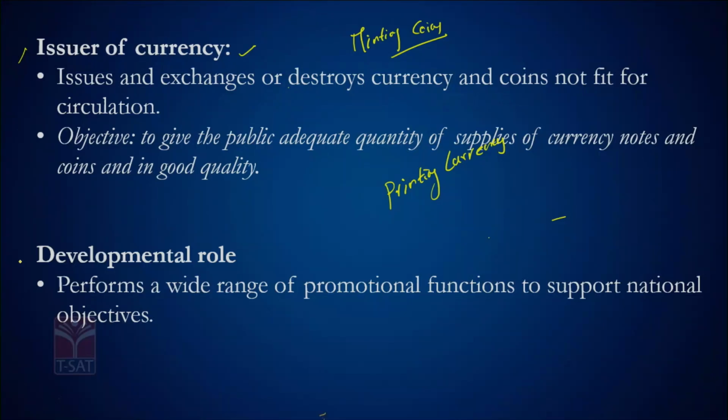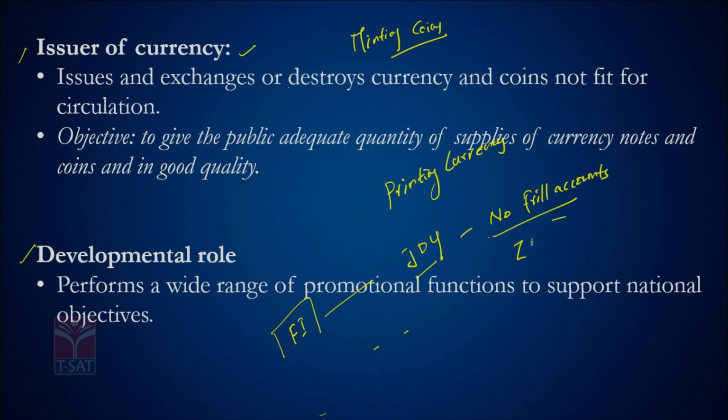The other function RBI performs is the developmental role. It performs a wide range of promotional functions to support national objectives. So what are the national objectives? Let's say the government of India recently has come up with ambitious policies and various initiatives for financial inclusion, to bring more people into banking, I mean, provide access to banking services. As a result, you might be aware of the initiative by name Pradhan Mantri Jan Dhan Yojana, to provide no-frill accounts to many people who don't have access to a bank account. No-frill accounts are zero balance accounts.